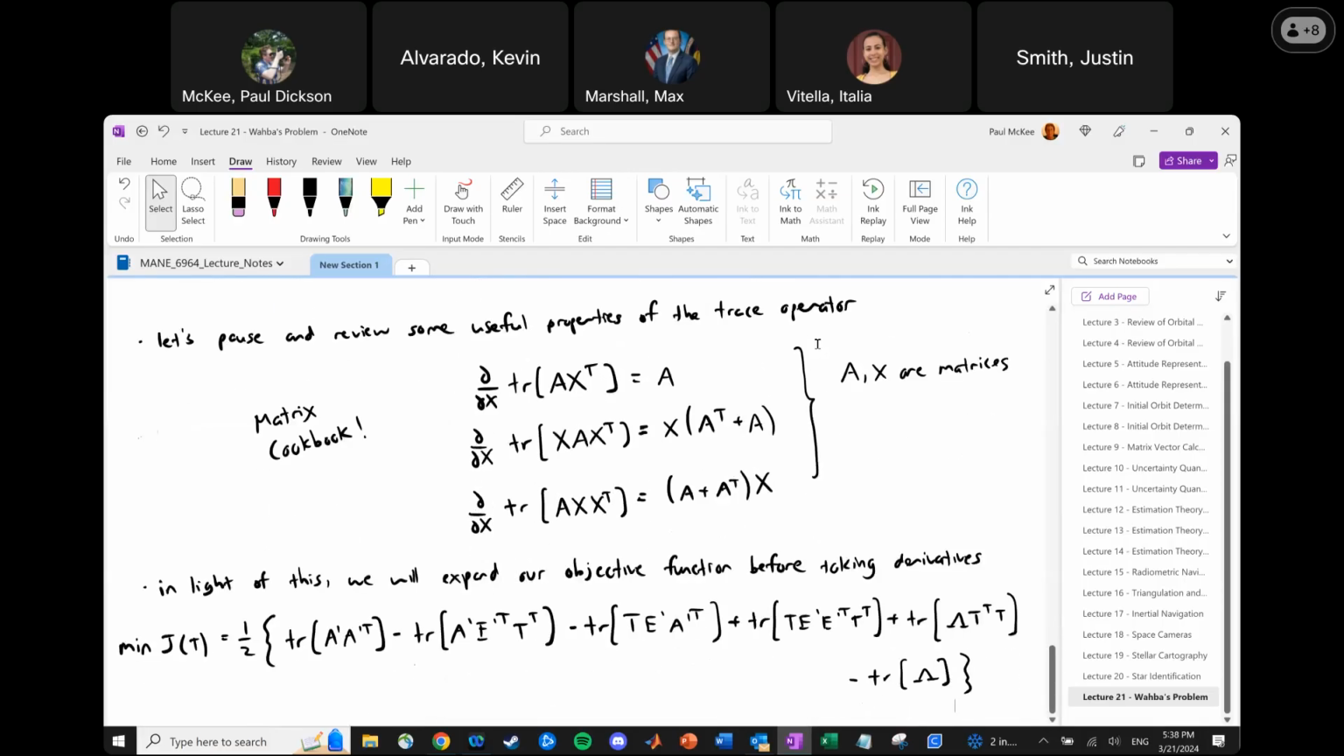Oh, you know what? I apologize. This bracket goes here, right? Because that 1/2 applies only to the first 4 terms, not to all 6 terms. My apologies. Sorry if you have to erase. Okay, so there is our equation.